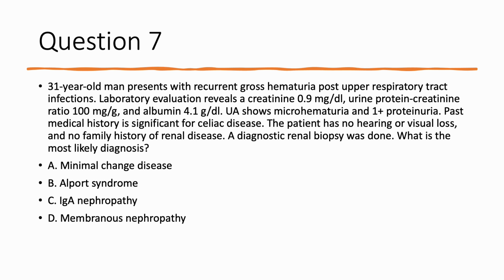Let's go now to question number 7. A 31-year-old man presents with recurrent gross hematuria post-upper respiratory tract infections. Laboratory evaluation reveals a creatinine of 0.9 mg per deciliter, urine protein creatinine ratio of 100 mg per gram, and albumin of 4.1 gram per deciliter. Urinalysis shows microhematuria and 1+ proteinuria.